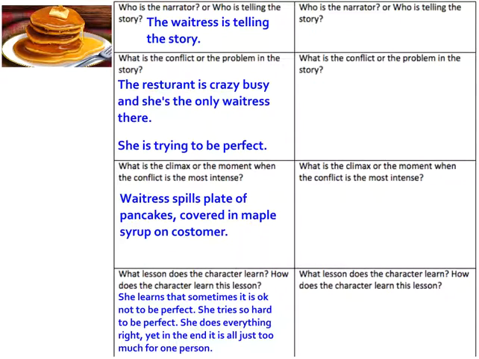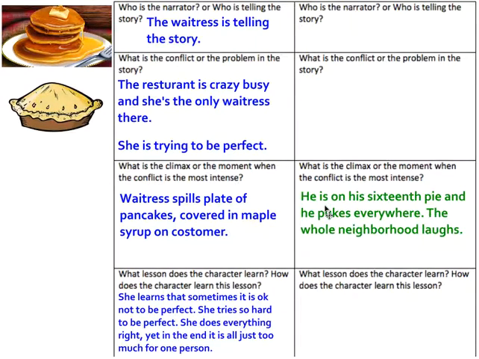So let's try my pie idea. My climax, the idea that I already had brainstormed, was that the character is on his 16th pie and he pukes everywhere and the whole neighborhood laughs at him, right? This is the moment when the conflict is the most intense.